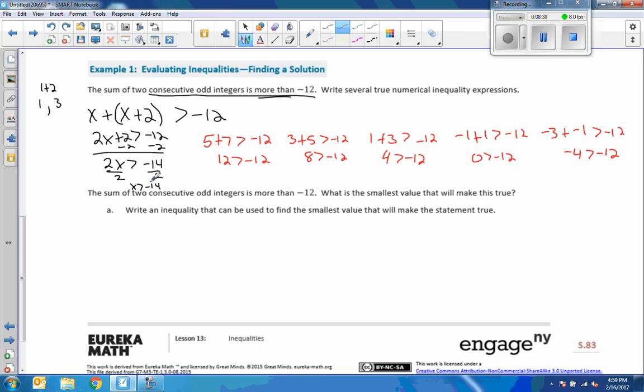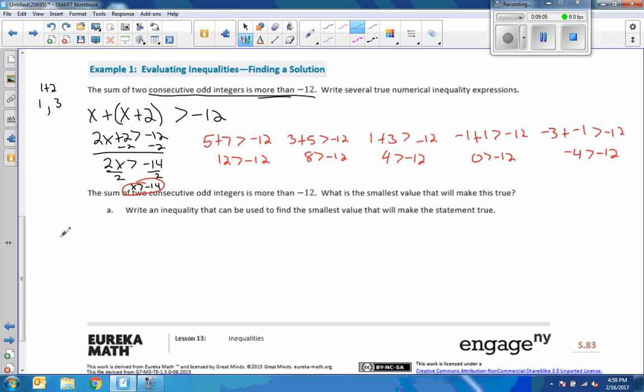Okay. And I've already found that algebraically. X is greater than negative 14. So that'd be negative 14, negative 12. Alright, so now it says the sum of two consecutive odd integers is more than negative 12. Same thing. What is the smallest value that will make this true? Write an inequality that can be used to find the smallest value that will make this statement true.